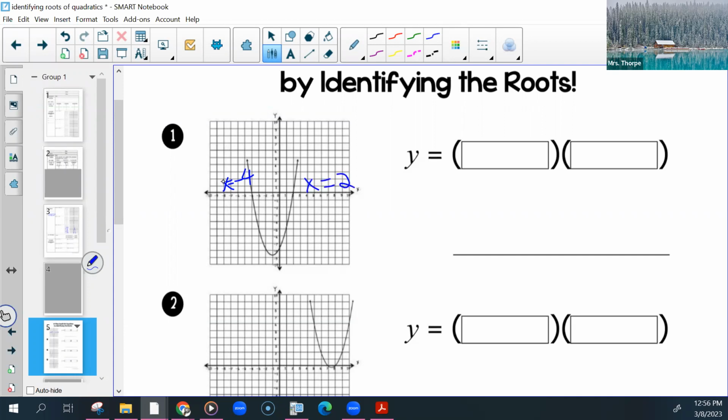So when we write this as factored form, it's gonna be the opposite of whatever the sign is. So if it says -4, you're gonna write it as x plus 4. If it says +2, you're gonna write it as x minus 2. Why? I'm gonna explain that in 1 second.